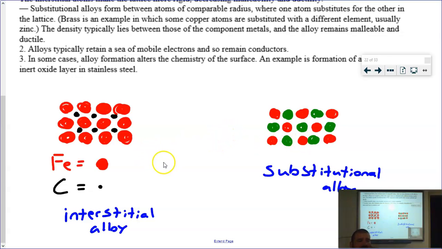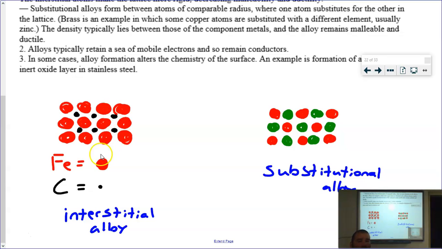The other type of alloy is interstitial. This happens when you use 2 metals with varying sizes or very different sizes in their radius. So the example here is steel. Carbon is not a metal, but carbon is used and mixed with iron to create steel. But the interstitial part is what we're really focusing on, okay? So the big red spheres here are my iron atoms, and the little black ones are the carbon.